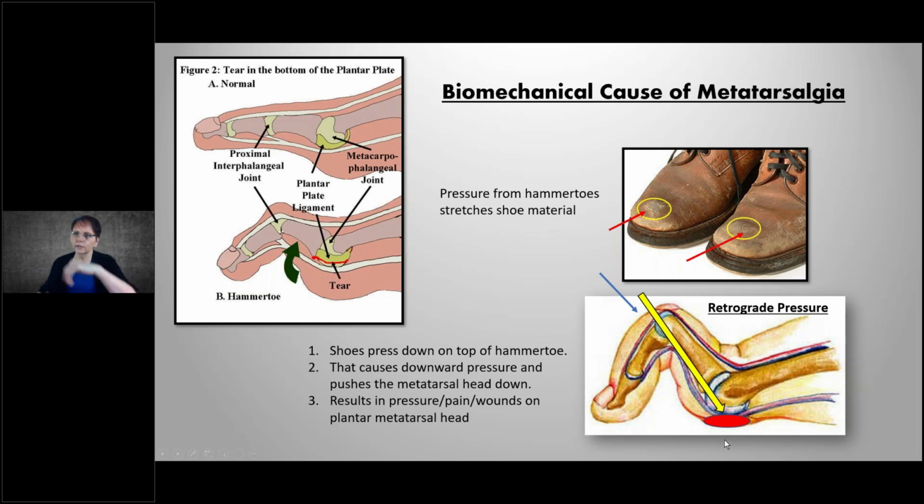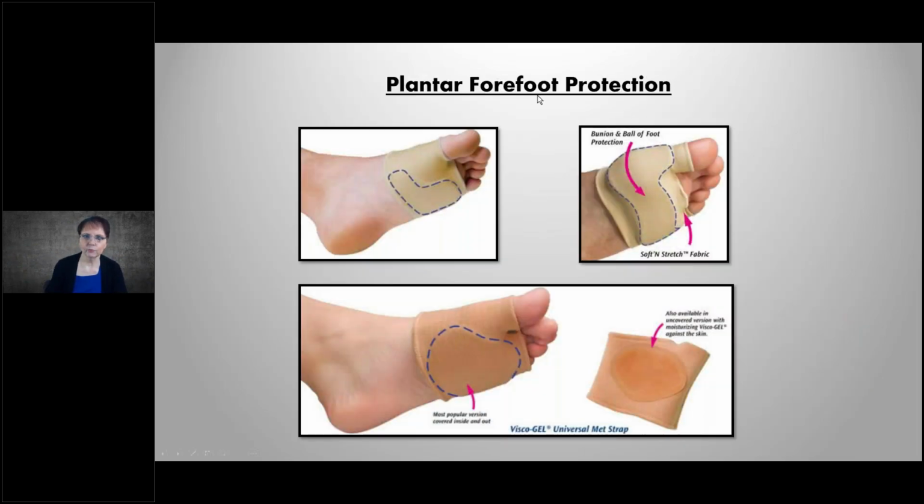Retrograde pressure, because the shoe presses on the hammer toe and it presses down and pushes those bones in. We saw these before, plantar forefoot protection, but these are adjusted a little bit differently. The other plantar forefoot protection sleeves we saw had the entire area with the gel inside. This, you can see by this outline, only has it where the outline is.